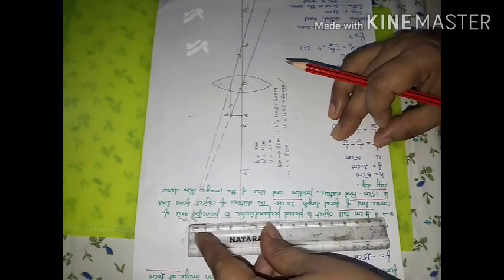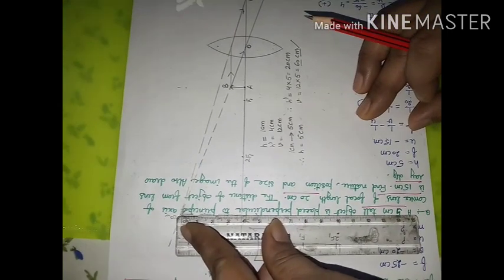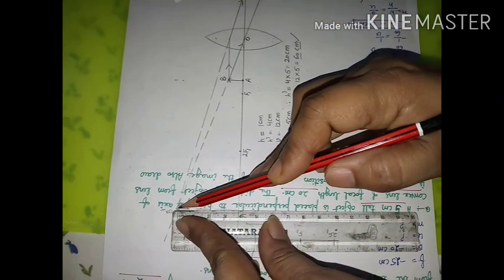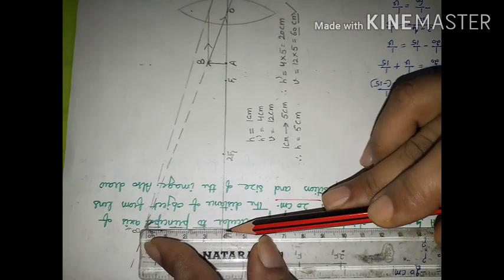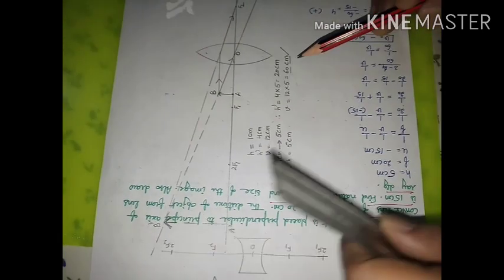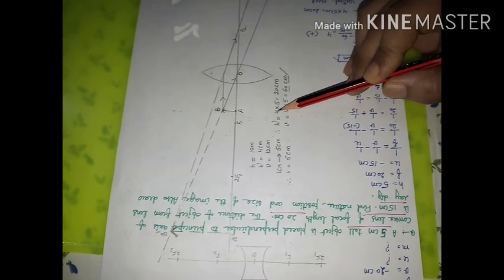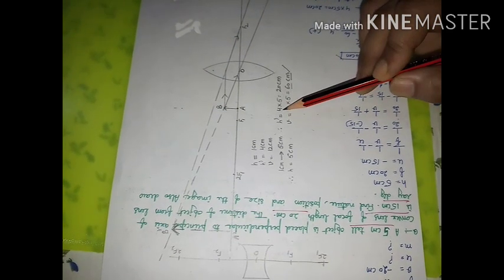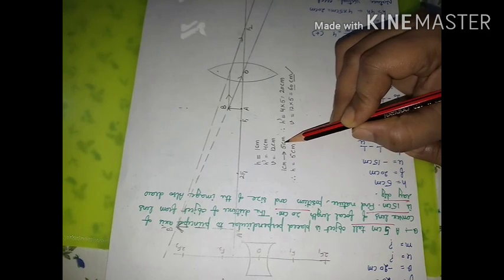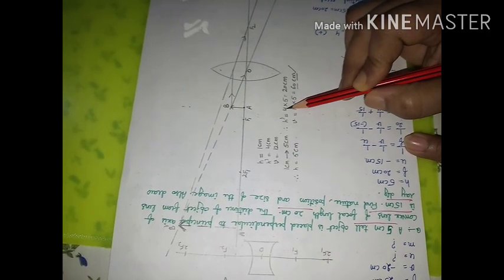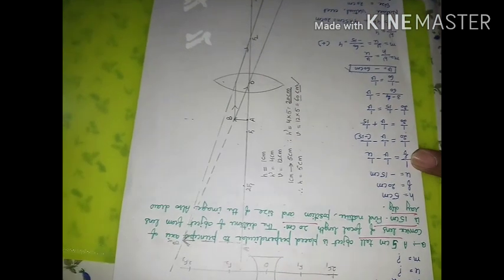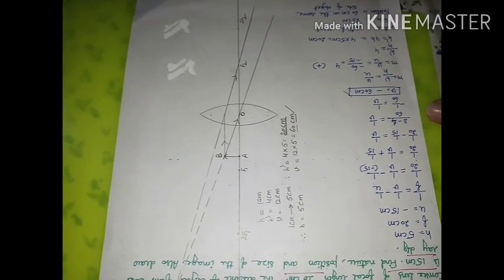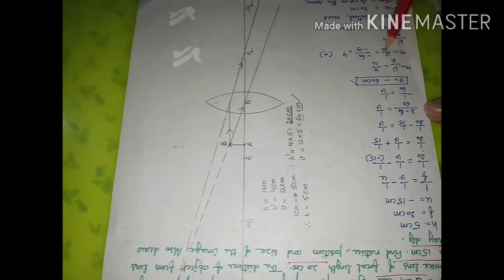And what will be the size? See, from this arrow till here it is coming out to be 4 centimeter. 1 centimeter is equal to 5 centimeter, so 4 centimeter will be equal to 20 centimeter. So the size of the image is 20 centimeter. The same answer came as when we solved it numerically.